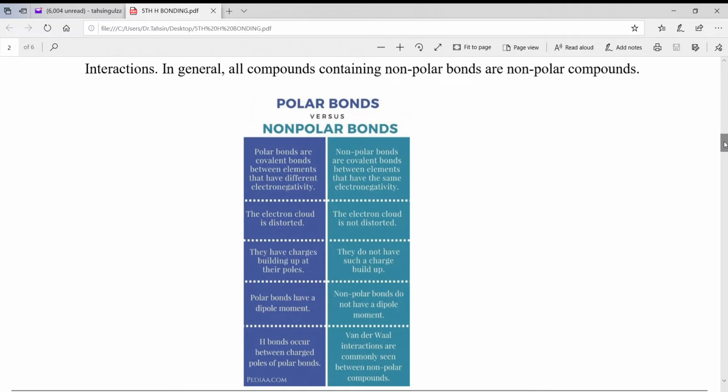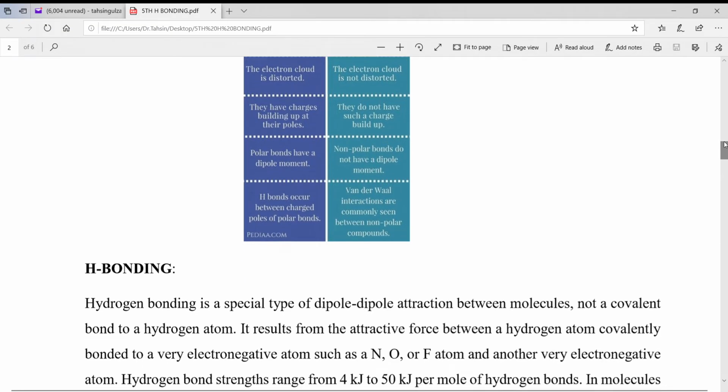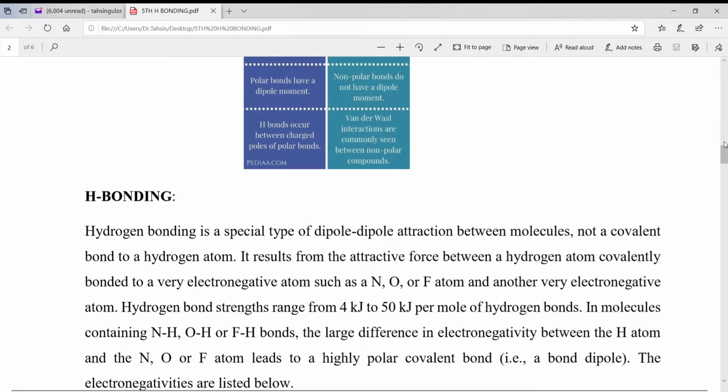So the last thing, that in non-polar bonds, van der Waals interactions are commonly seen between non-polar compounds, and in polar compounds hydrogen bonding occurs as there are partially positive or partially negative poles present, so there is possibility of hydrogen bonding amongst polar compounds. Now, what is hydrogen bond? Hydrogen bonding is due to dipole-dipole attraction between molecules.